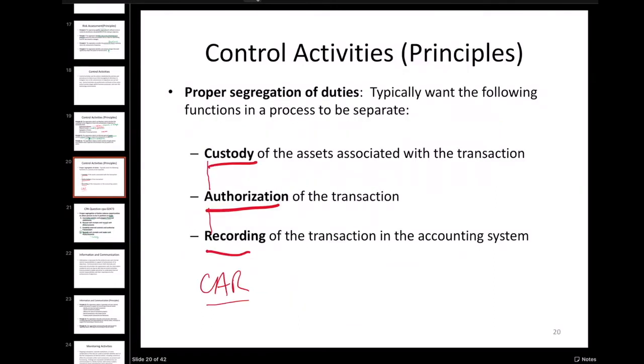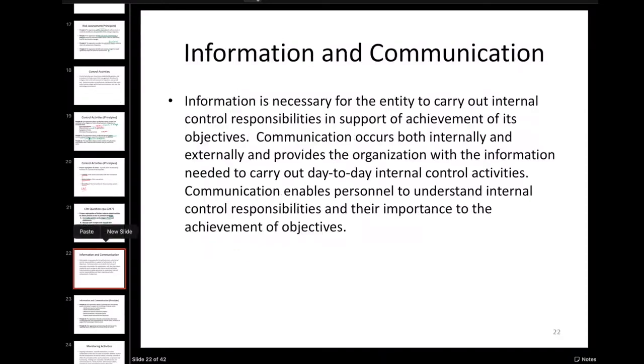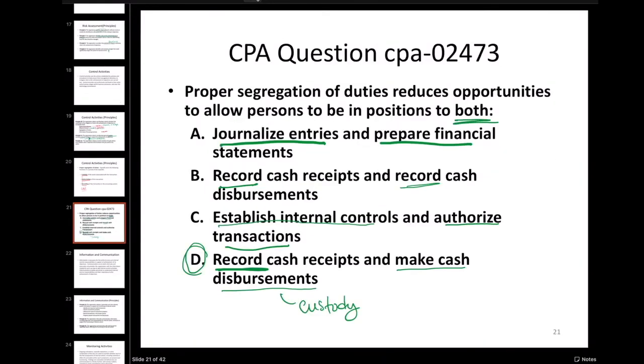Oh, one thing I want to point out in terms of these types of questions is a lot of times you'll see, even in current CPA questions, one of these activities talks about the mail room, right? It'll say so-and-so has mailroom access. And that mailroom is a code word for custody. So just know mailroom equals custody.